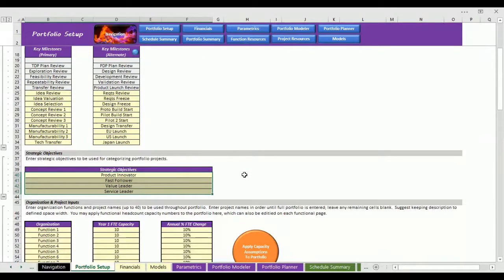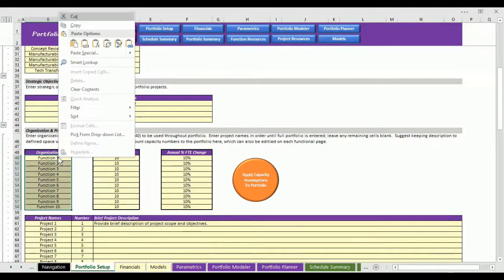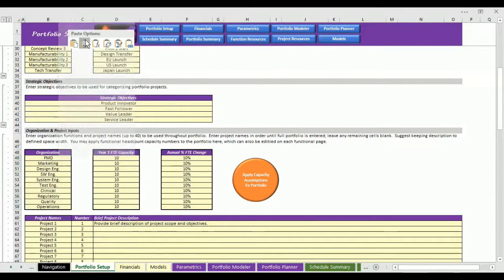This is a standard set of corporate objectives. Let's move down to organizational and project inputs. Let's input a standard set of functions for a medical technology project. Next, we'll define the number of resources for each function that are available for project work in the first year of the portfolio.